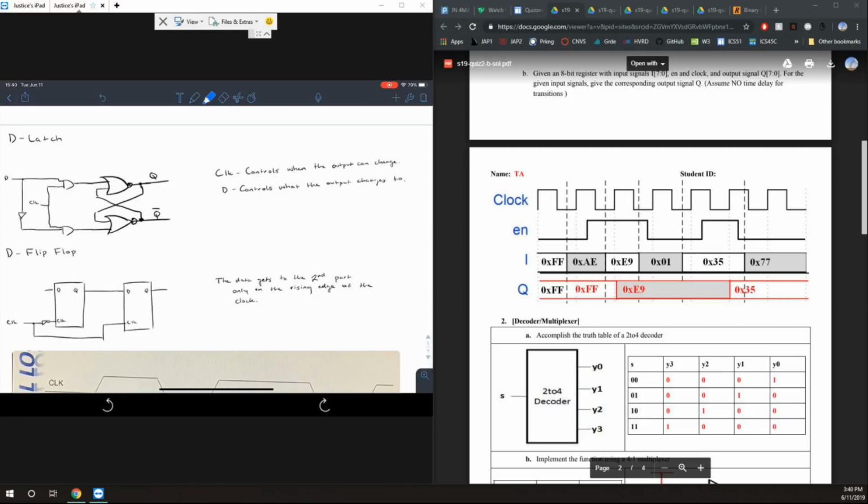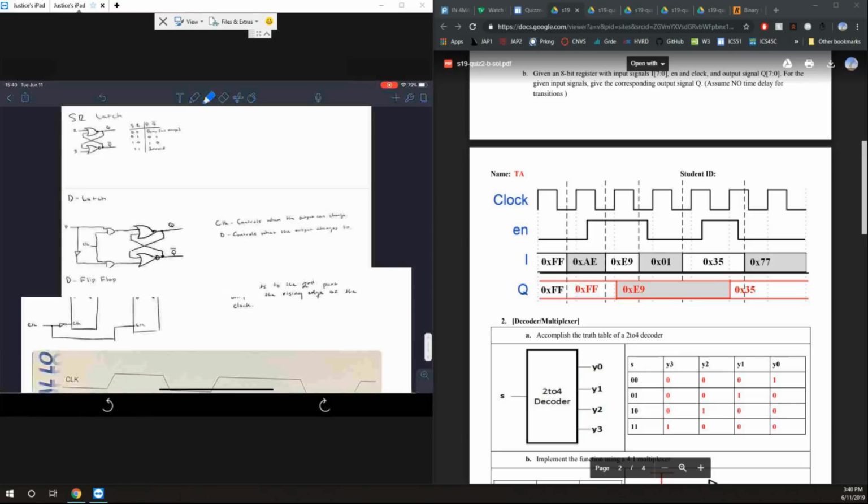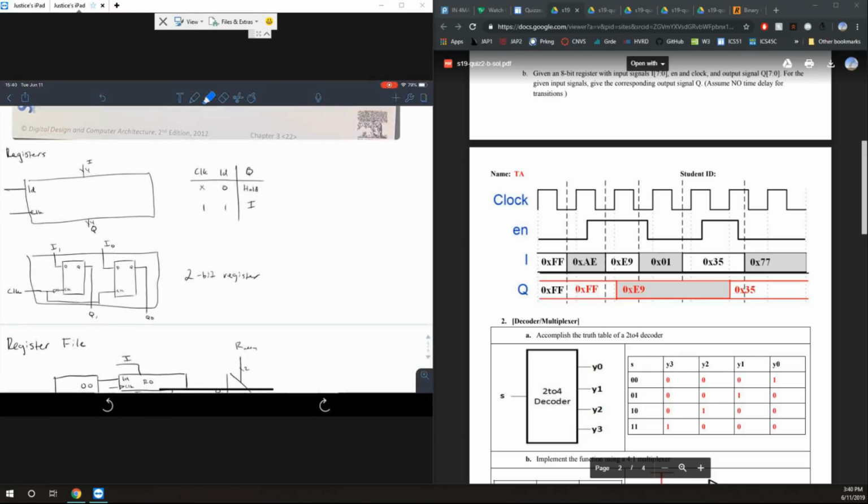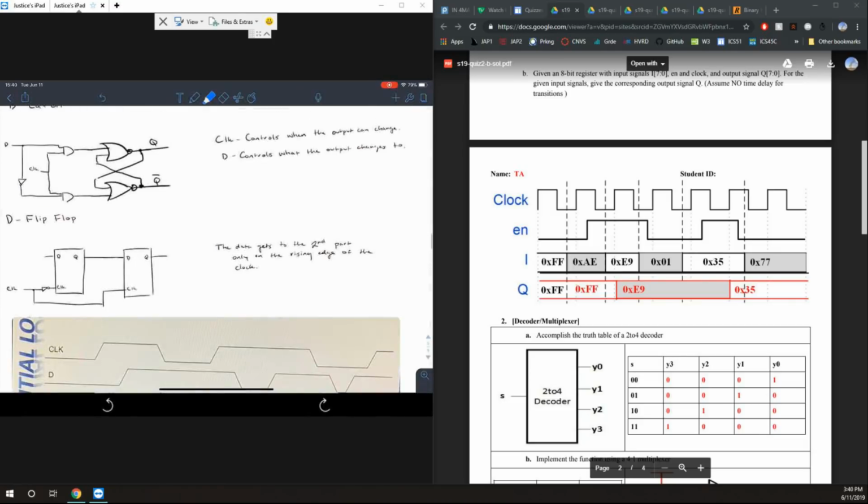But okay, we can let Miguel do that and come back to it in a second. So registers, they're kind of cool, right? They have D latches inside. Super super cool.